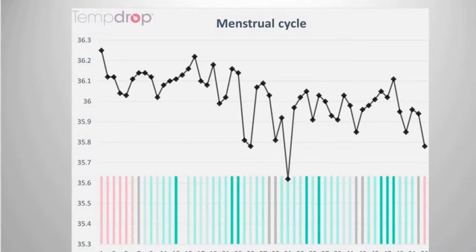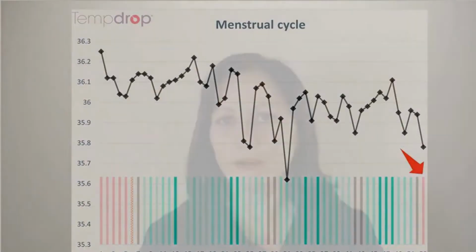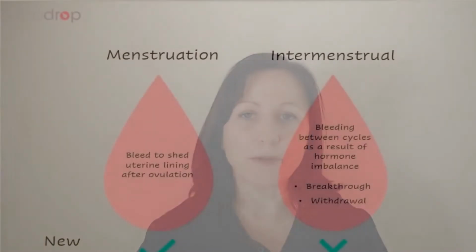After a time, a bleed can occur. Does this signal the start of a new cycle? Is this an anovulatory cycle? Not necessarily. To understand why, we need to have a look at some different types of bleeds that can happen.